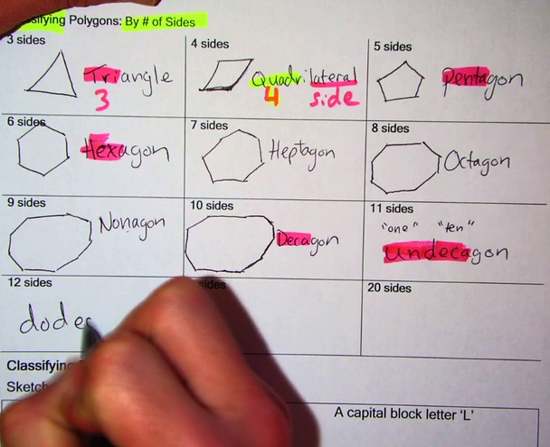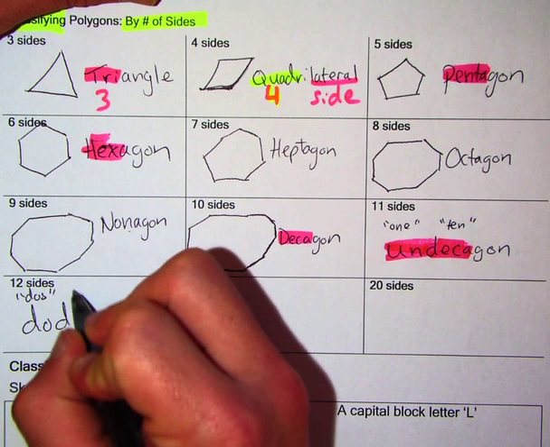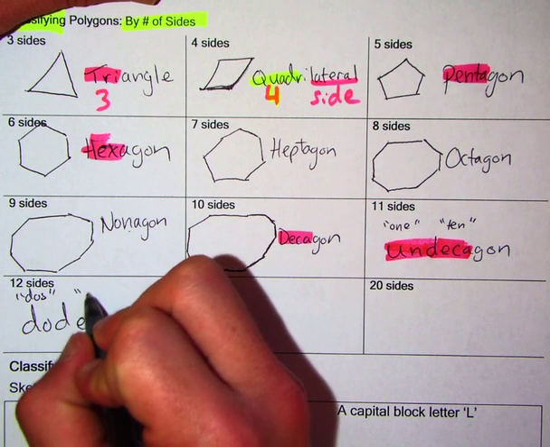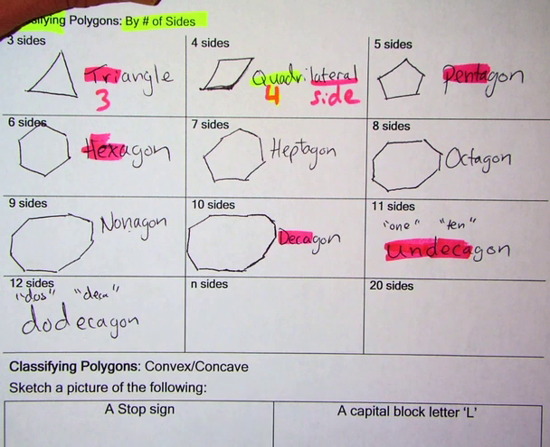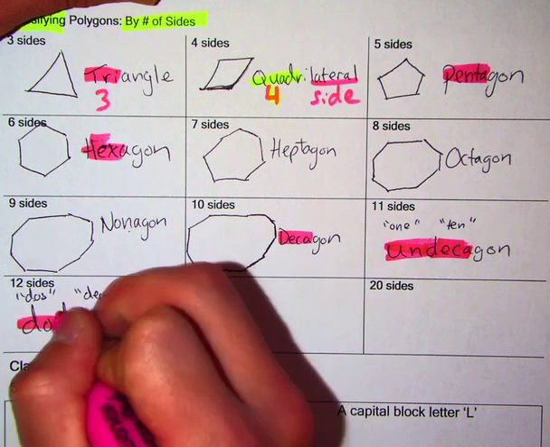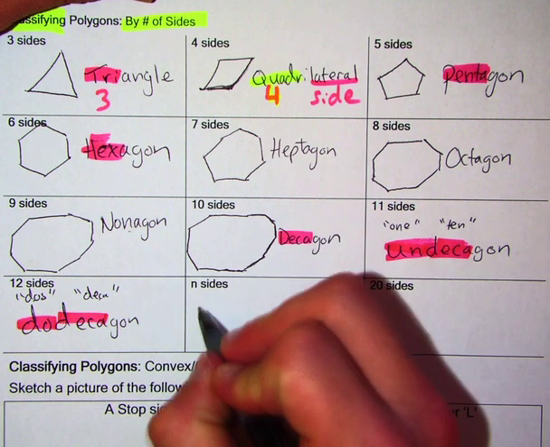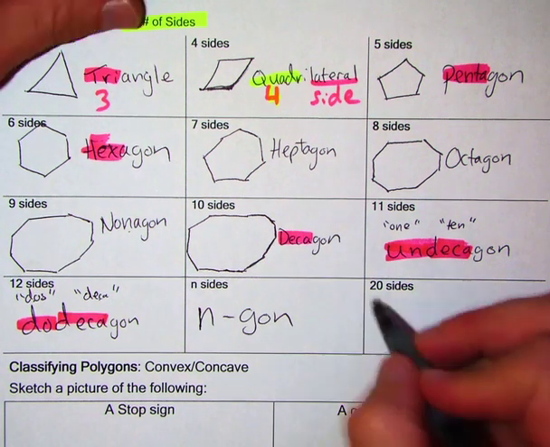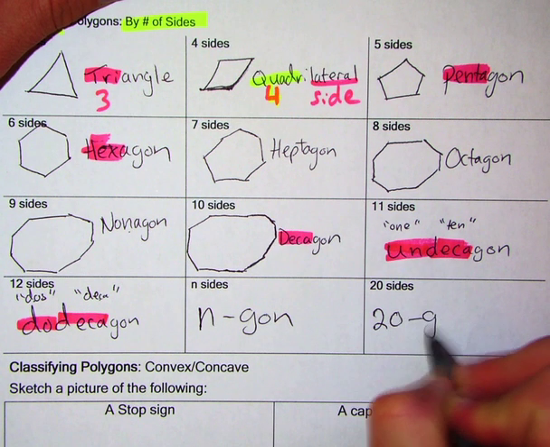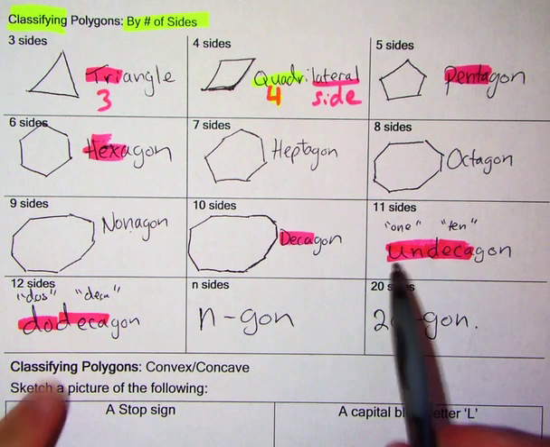Dodecagon. Like dos deca. So dos deca, 2 and 10. Dodecagon. And if we just have n number of sides, we can say n-gon. So for example, for 20 sides, I would say a 20-gon, and so on. Really look at the prefixes.